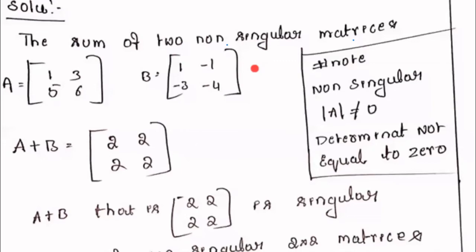You have to choose such a way that you should get a singular matrix, because after adding two non-singular matrices also, the result should be a non-singular matrix. Then only it is called a vector space.